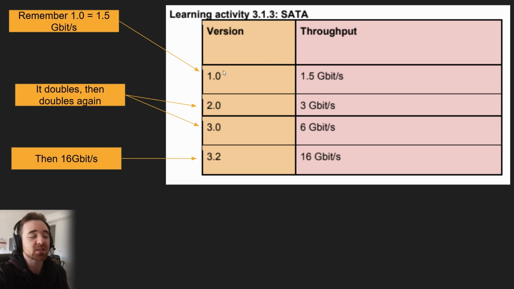So SATA 1 is 1.5 gigabit per second. From there, it doubles into 3 for SATA 2. Again, it doubles for SATA 3, and only then does it break that pattern of doubling and go to 16. So really, you only need to remember, okay, SATA 1 is 1.5. It doubles, and then it's 16. So think of SATA and speed, just think 1.5, double, 16. That's the trick I used anyway. I found that quite helpful.